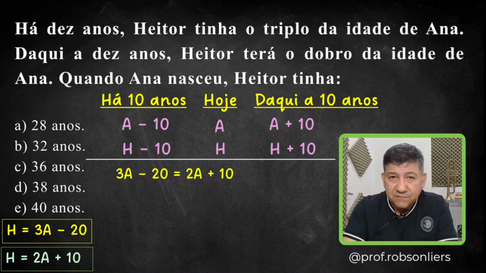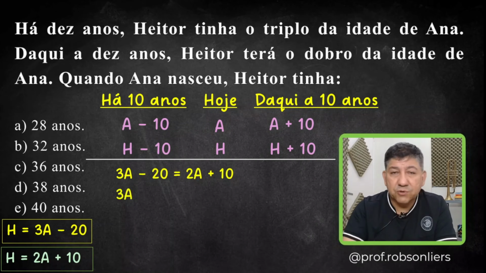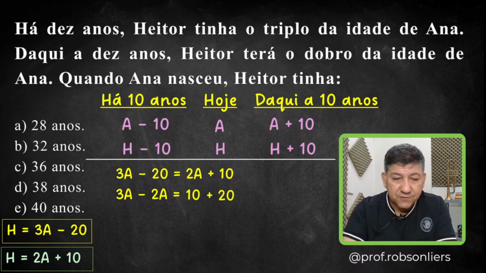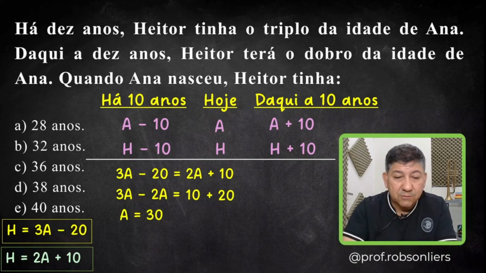I'll put all terms with letters on the left side of the equation. Everything with a number, I'll move to the right side. So 3A will stay on the left side. 2A is positive, it's being added, so when it goes to the other side, it becomes subtraction, right? Negative. So it will be minus 2A. Plus 10 is on the right, so it stays. Minus 20 moves to the other side as plus 20. 3A minus 2A equals A. So A will be equal to 10 plus 20, which is 30. We found the value of A.